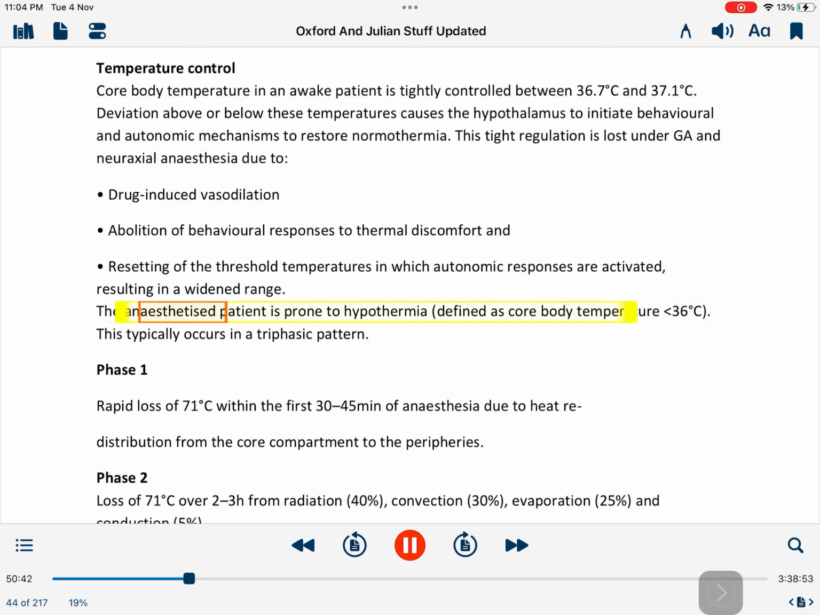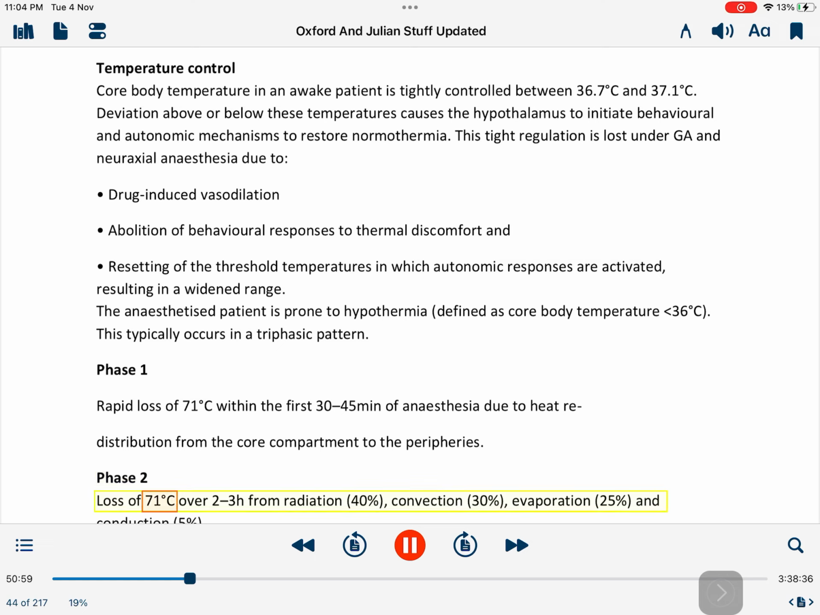The anesthetized patient is prone to hypothermia, defined as core body temperature below 36 degrees Celsius. This typically occurs in a triphasic pattern. Phase 1: rapid loss of 1 degree Celsius within the first 30–45 minutes of anesthesia due to heat redistribution from the core compartment to the peripheries.